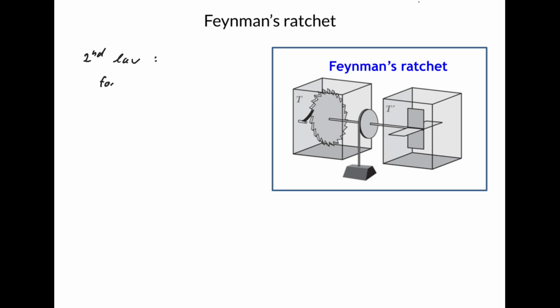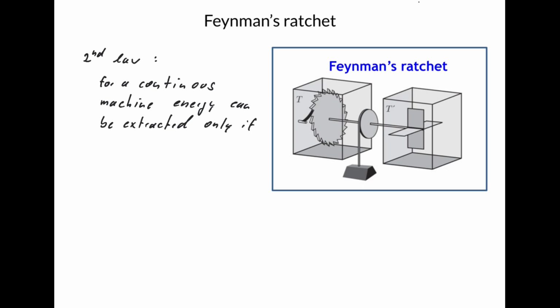So for a continuous machine, the energy can only be extracted if the temperature of the gas where the pedal is sitting is higher than the temperature of the gearbox. And the explanation is fairly simple, because the temperature in the gearbox will also cause molecular motion and Brownian motion of the little spring that holds back the turning in one direction.